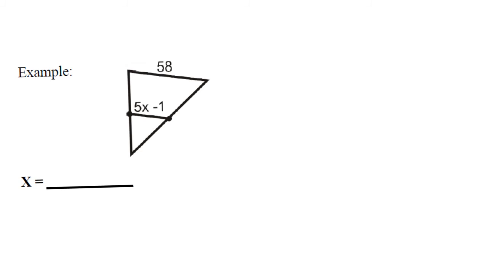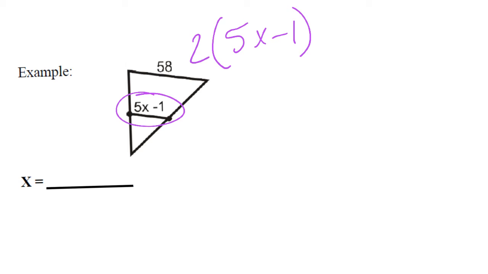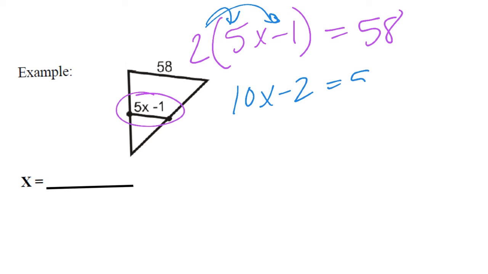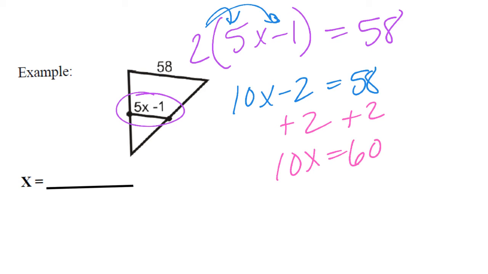So here we're going to take this midsegment times it by 2 and set it equal to 58. Then we can distribute. So 10x minus 2 equals 58. Add 2. 10x equals 60. Divide by 10. X equals 6.